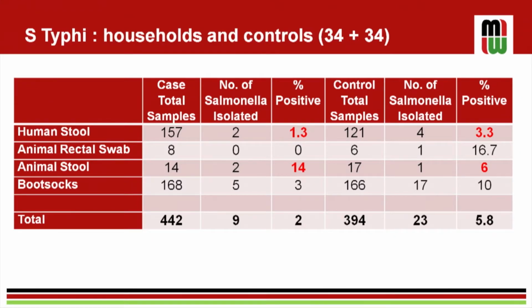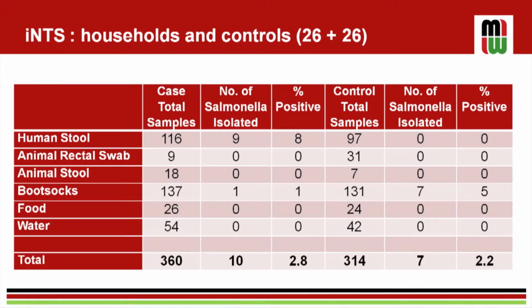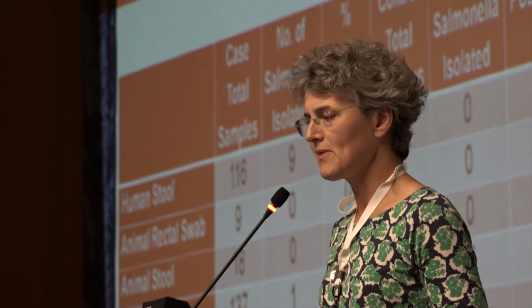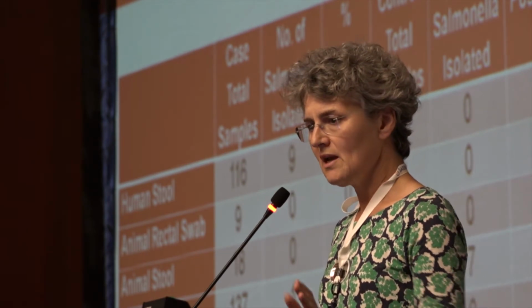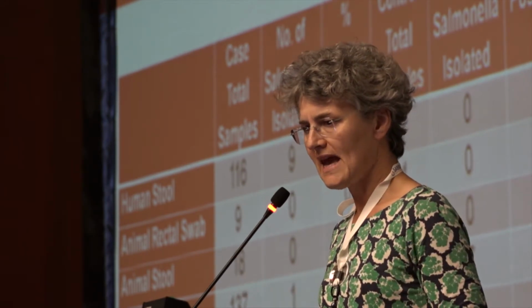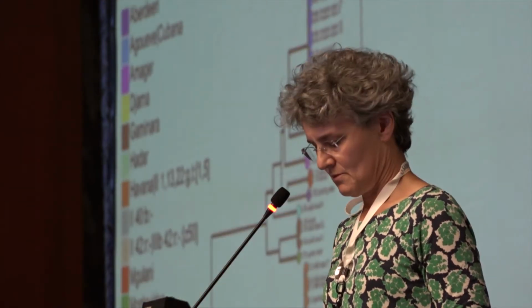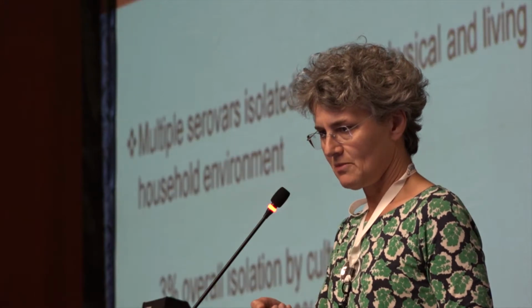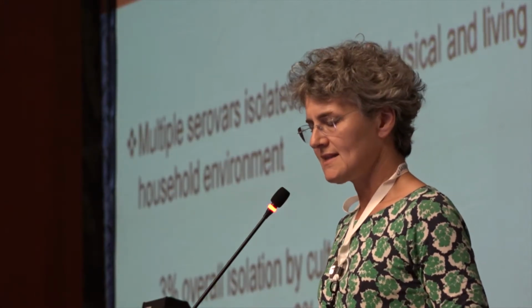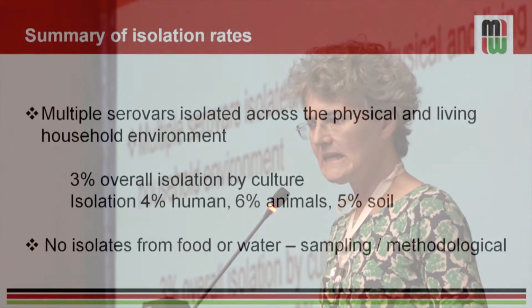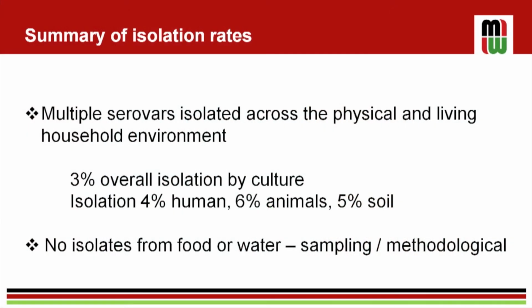I've broken it down here just briefly for Salmonella typhi, and you can see again fairly equal isolation rate across human and animals for the case and control households. And by NTS, where perhaps slightly surprisingly, we didn't grow much from the households from cases or controls. The only place we found isolates was in the households of human stools, and that was very influenced by one family. Oh, sorry, we seem to jump on there. So just to summarize, as I said, a 3% overall isolation rate, 4% from humans, 6% from animals, 5% from the soil.